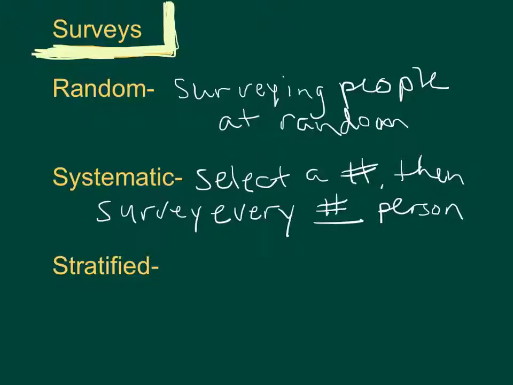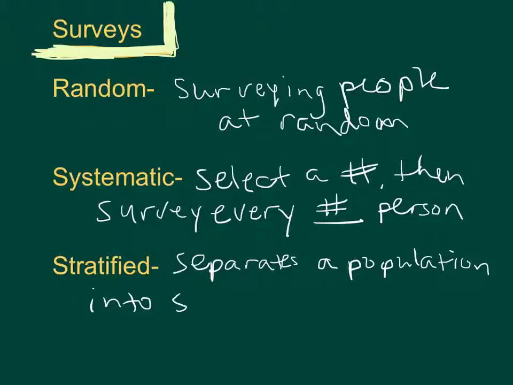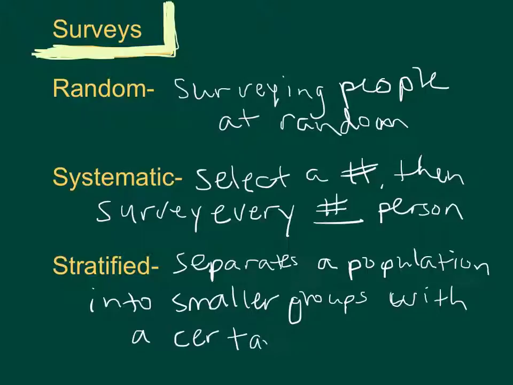And the last one is stratified. Stratified separates a population into smaller groups with a certain characteristic. So when you're separating a group according to something, that's no longer random, and that's called stratified. For instance, when you separate a high school into 4 groups by grade level, that would be stratified.